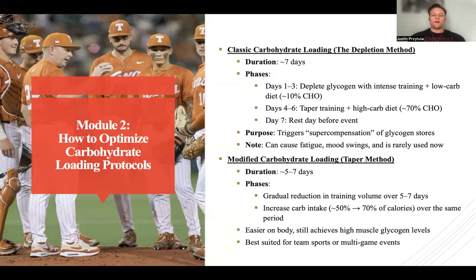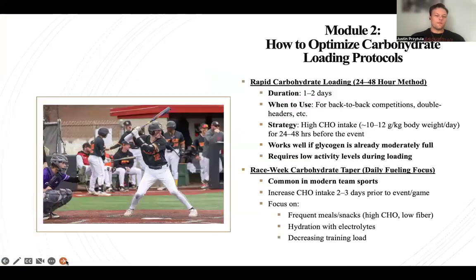Now we'll look at the modified carb loading or taper method. It lasts roughly 5 to 7 days, and it has 2 phases: a gradual reduction in training volume over 5 to 7 days, and an increased carb intake going from 50 to 70% of carbs over that same period of time. This method is easier on the body, as it still achieves high muscle glycogen levels, and it is best suited for team sports or multi-game events, such as baseball.